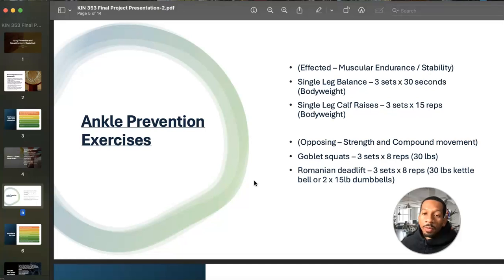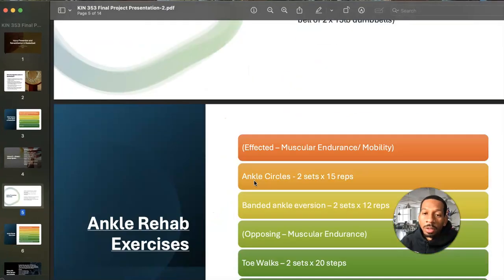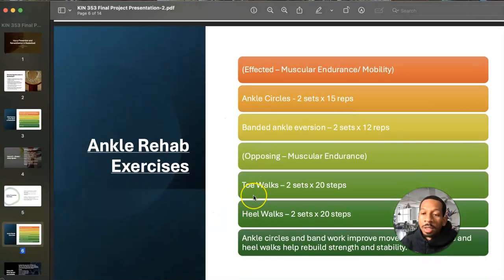For our opposing area, we'll focus on strength and compound movement. So we'll do goblet squats, 3 sets of 8 reps with a 30-pound kettlebell. And we'll do Romanian deadlifts, 3 sets of 8 reps with a 30-pound kettlebell or 2 15-pound dumbbells. I just put that in there in case someone doesn't have a kettlebell to work with.